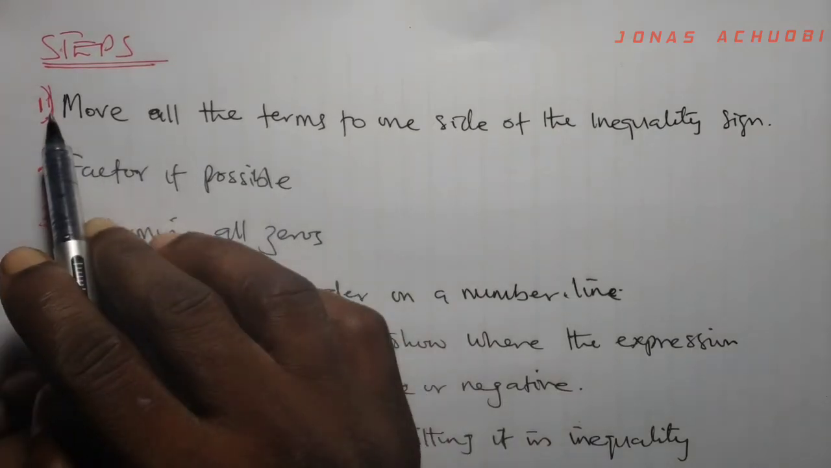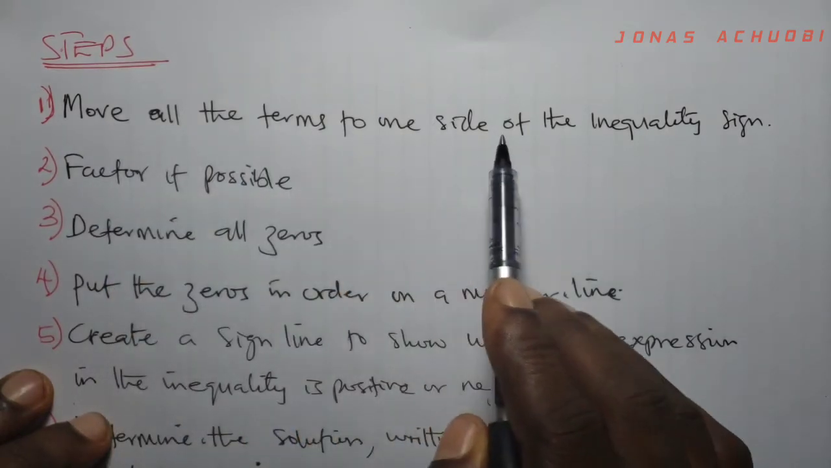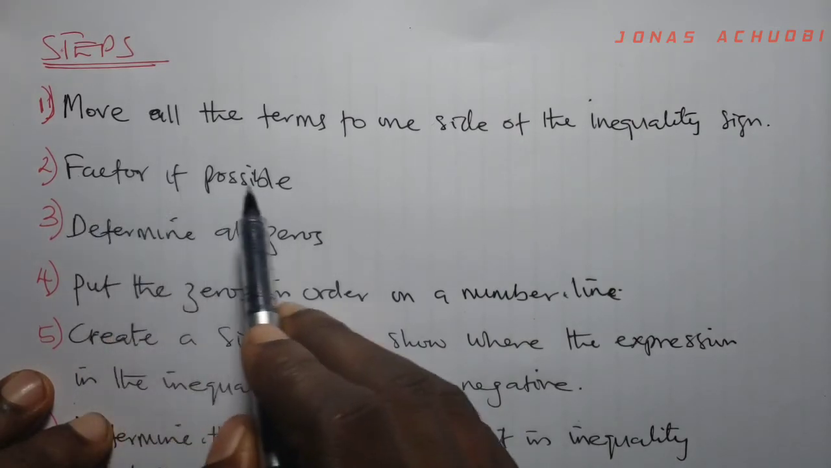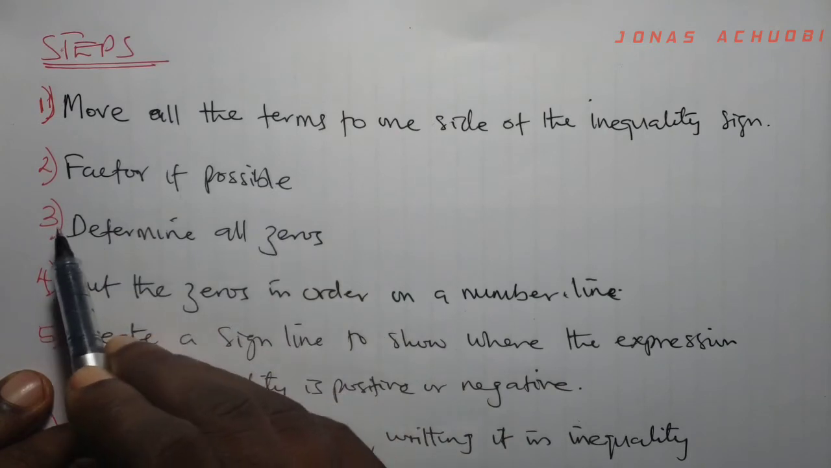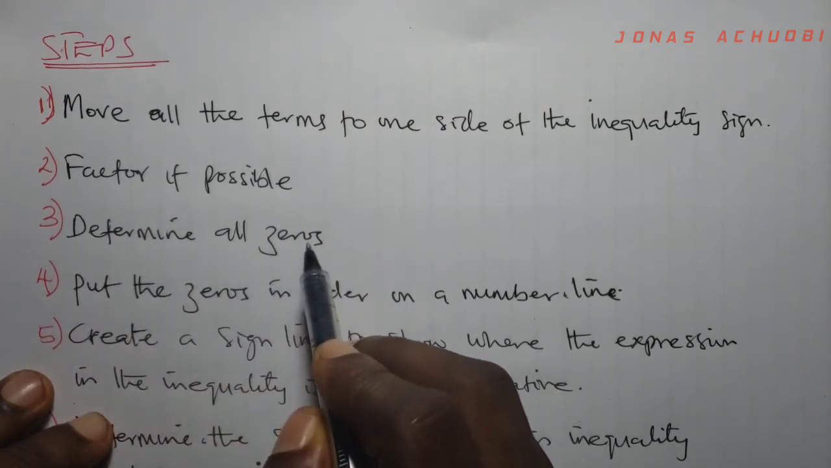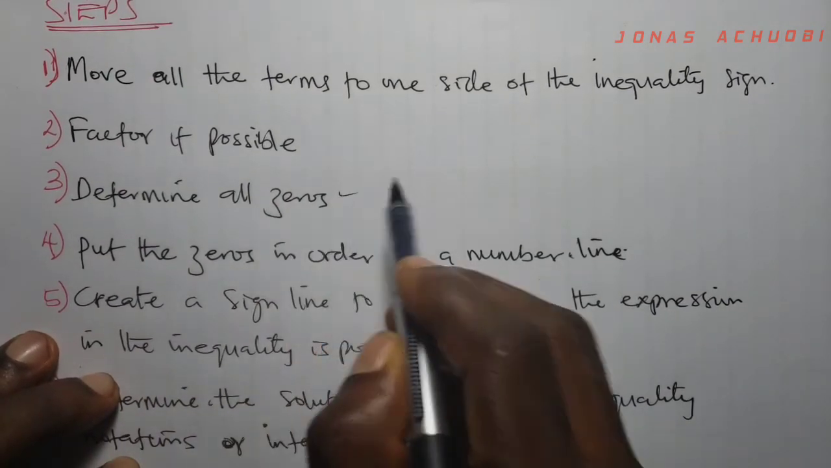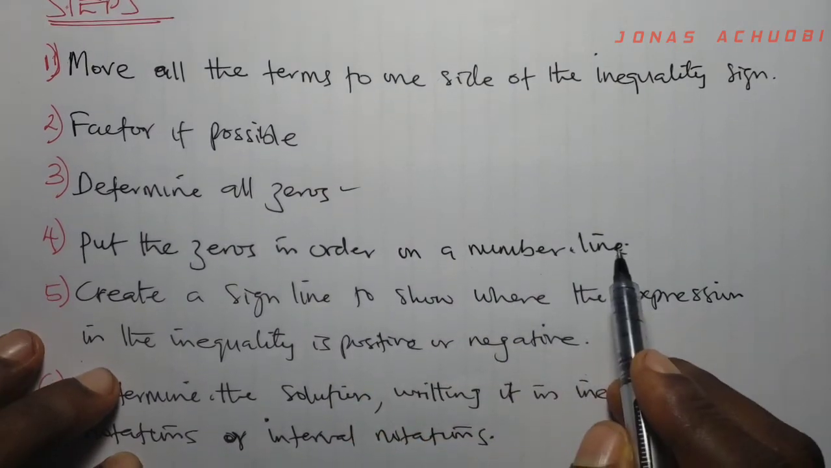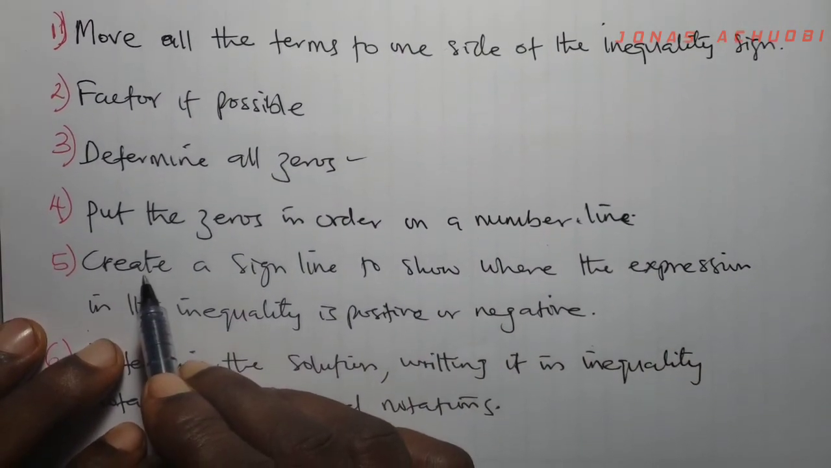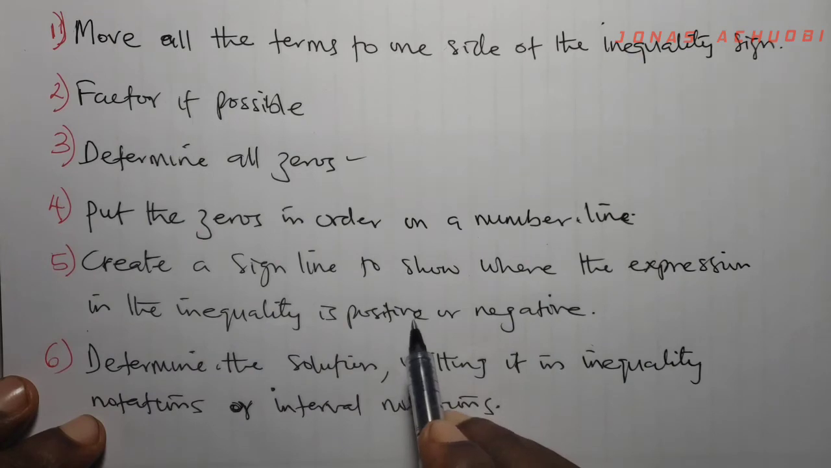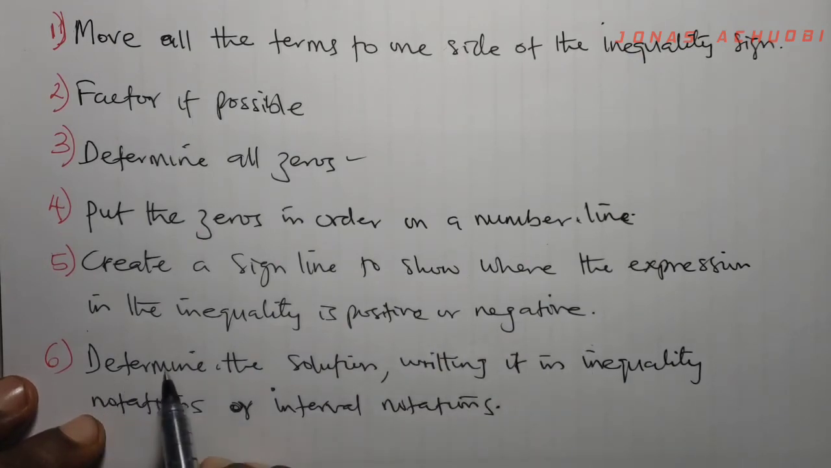The steps include: Step 1. Move all the terms to one side of the inequality sign. Step 2. Factor if possible. Step 3. Determine all zeros. Step 4. Put the zeros from step 3 in order on a number line. Step 5. Create a sign line to show where the expression in the inequality is positive or negative. And finally, determine the solution, writing it in inequality notations or intervals.